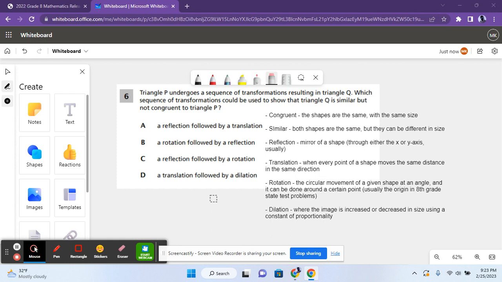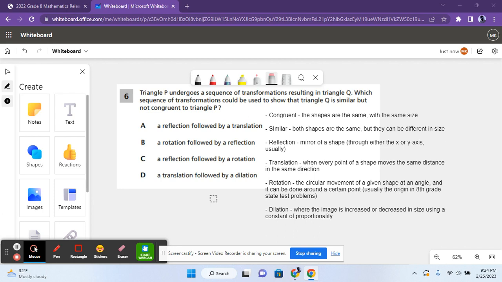So let's get started. For question 6, it says triangle P undergoes a sequence of transformations resulting in triangle Q. Which sequence of transformations could be used to show that triangle Q is similar but not congruent to triangle P? So here we have some definitions, and make sure to pause the video and copy them. Are you done? Good. So let's read them.